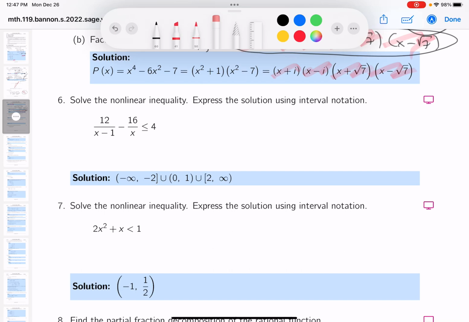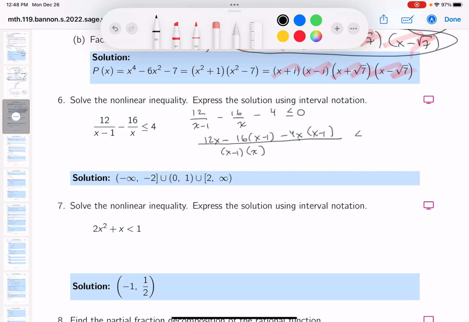Okay, let's get it compared to 0 first. That's going to be 12 over x minus 1, minus 16 over x minus 4, less than or equal to 0. Common denominator, relatively simple. It's x minus 1, x, and you get 12x minus 16, x minus 1, minus 4x, x minus 1, less than or equal to 0.